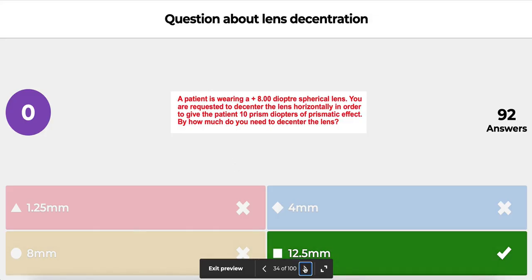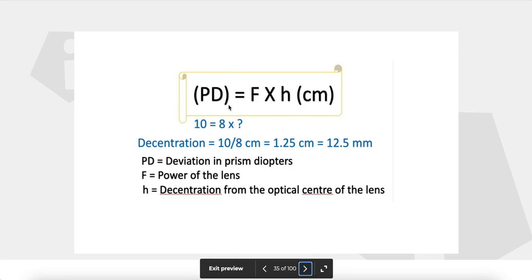Yes, it is 12.5 millimeters. So what is the rule that we follow here? It is the Prentice rule. The Prentice rule states that the prismatic deviation in prism diopters equals the lens power multiplied by the decentration in centimeters. So by following the equation, 10 prism diopters equals 8 diopters multiplied by the decentration in centimeters. So the decentration equals 10 divided by 8 centimeters, which is 1.25 centimeters, or 12.5 millimeters.